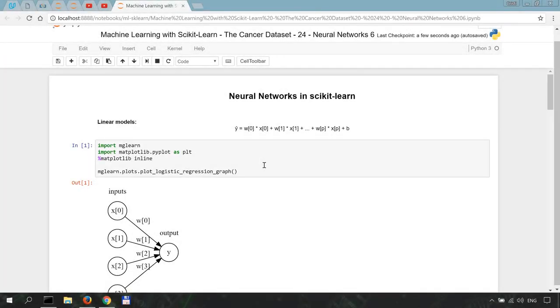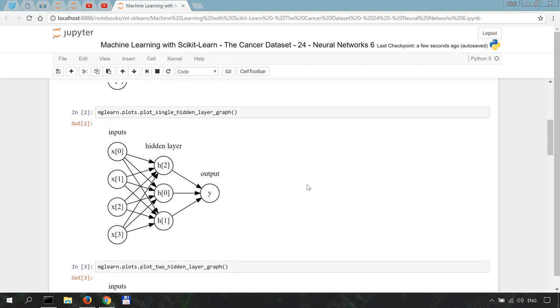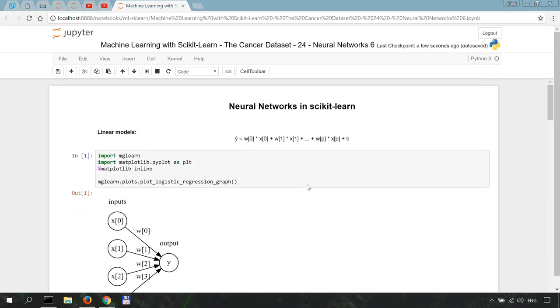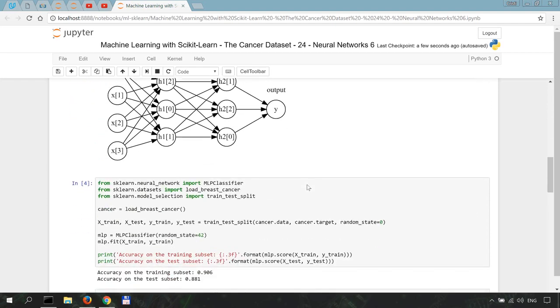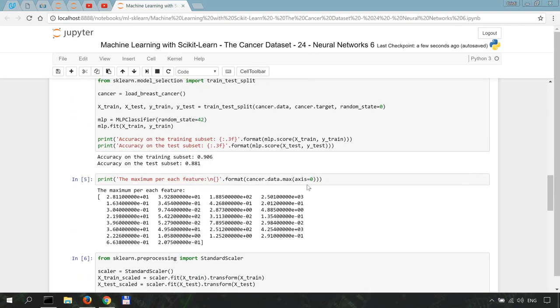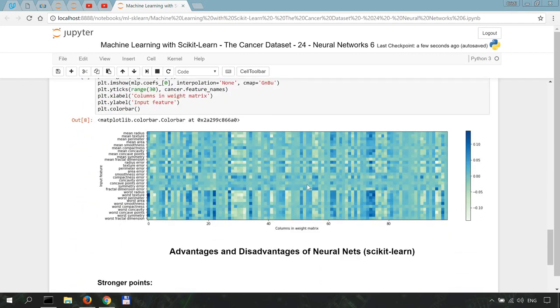In this final video on neural networks, we're briefly going to look at the strong and weak points of this type of algorithm, specific to scikit-learn. Now, remember from our previous videos that we trained a multi-layer perceptron to classify tumors as malignant or benign. So let's recap.